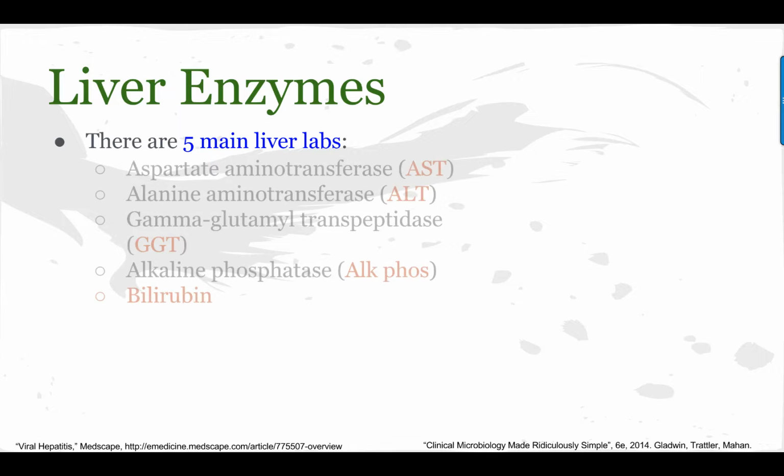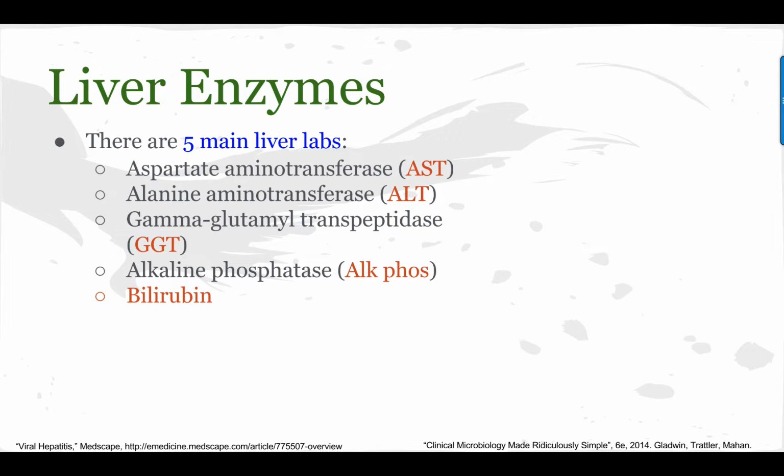Those 5 are aspartate aminotransferase, which we commonly refer to as AST, and then alanine aminotransferase, which is ALT. These are enzymes that reside in several different types of cells around the body. AST is found in more places than ALT. ALT is most commonly found in the liver, but is also found in other places throughout the body.